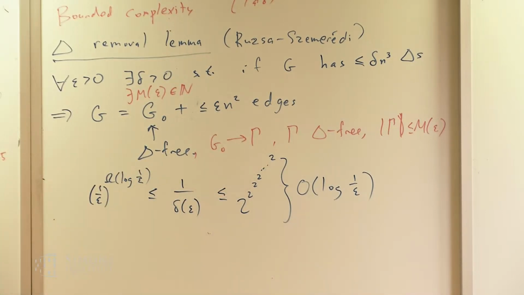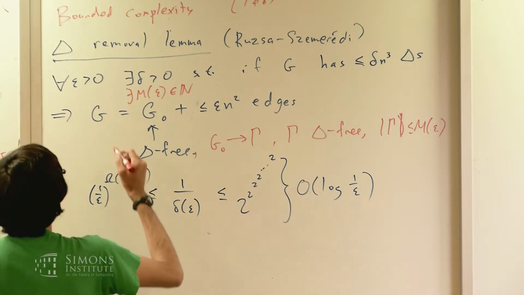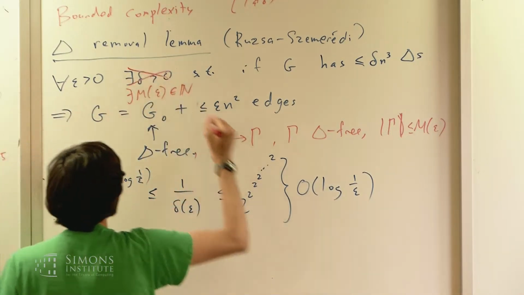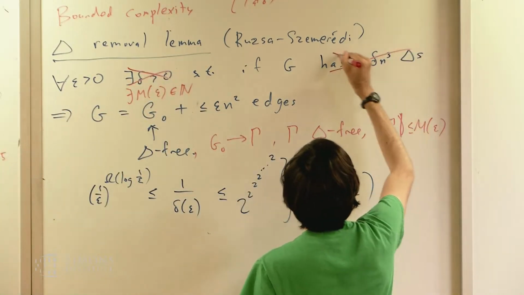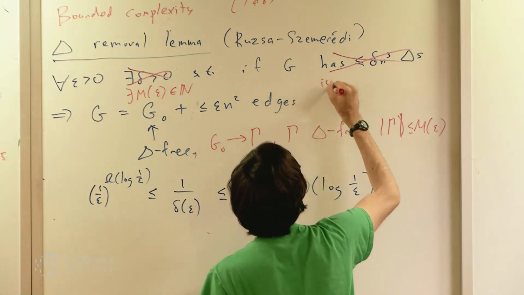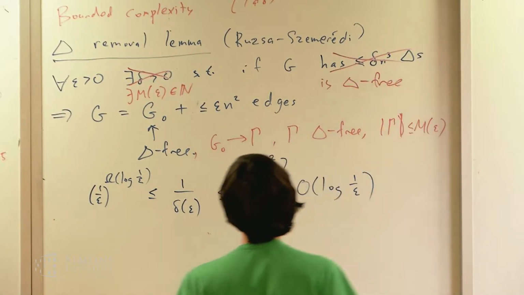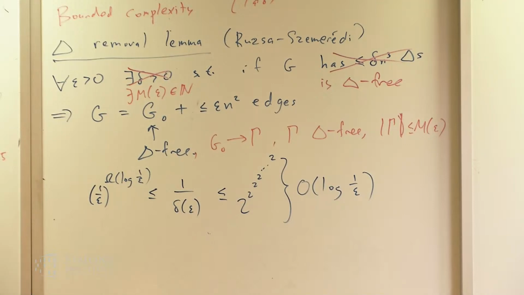And in fact, just to clear up all of the parameters and make the board even messier, so I apologize about that, let me just forget about delta entirely. Let me forget about this assumption and just say if G is triangle free, then, so now this is again a statement just about triangle free graphs. It just follows from the previous statement. If I give you any triangle free graph, you can write it as a sort of bounded complexity triangle free graph plus a small amount of noise.